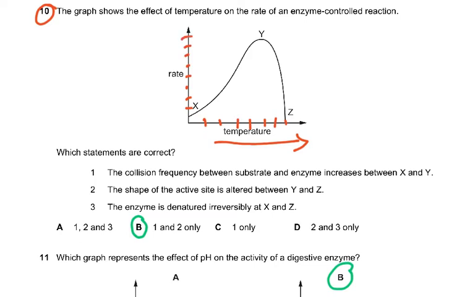Which statements are correct? The collision frequency between substrate and enzyme increases between X and Y. The shape of the active site is altered between Y and Z. The enzyme is denatured irreversibly at X and Z. Well, this one was wrong. So the answer was only 1 and 2, and that was B.